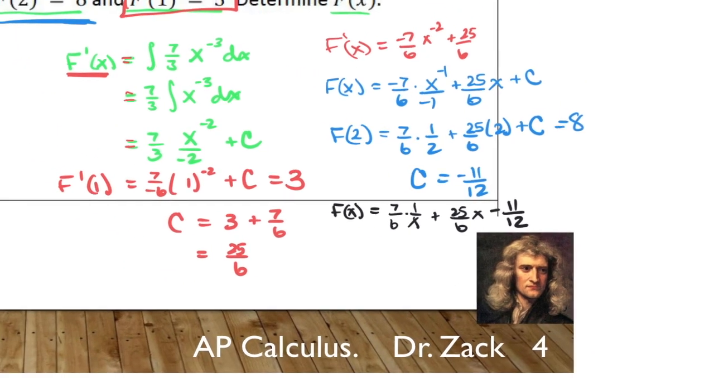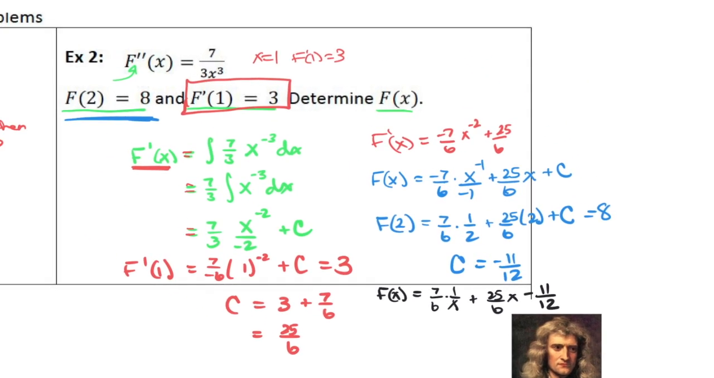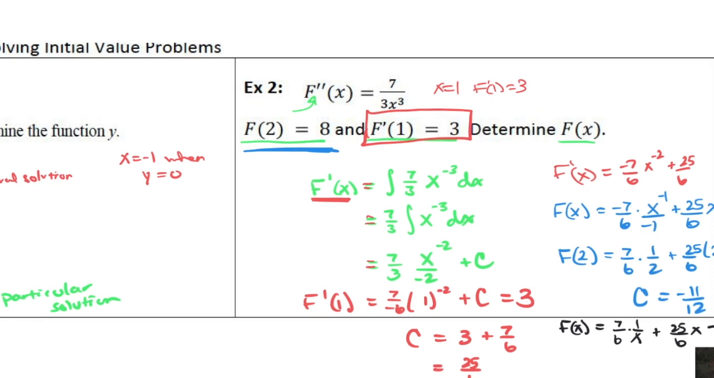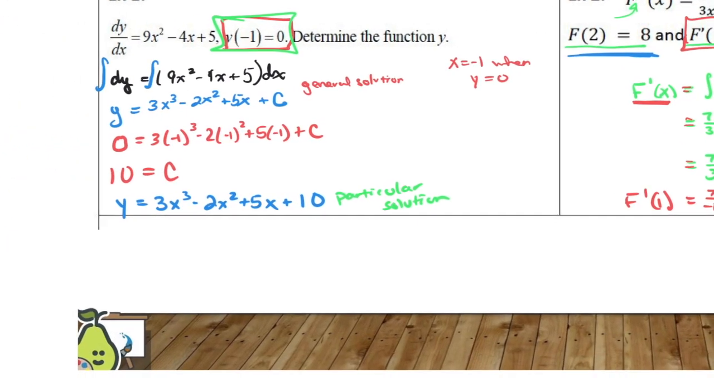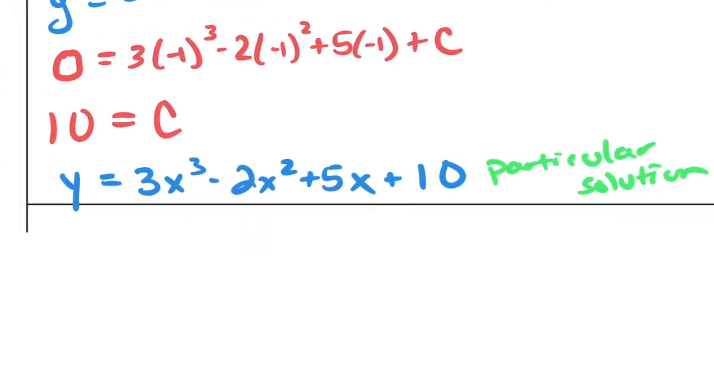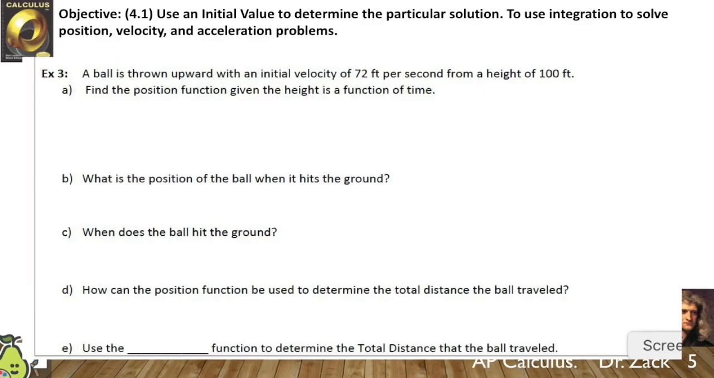So these are called initial value problems. You are given your initial values so that you can find your particular solutions and replace those c values. How these become useful is we can use them to solve position, velocity, and acceleration problems.